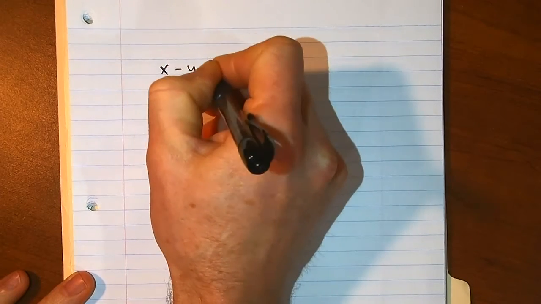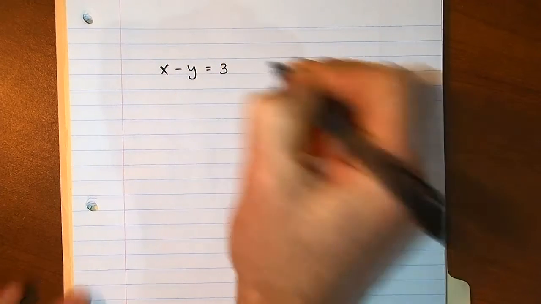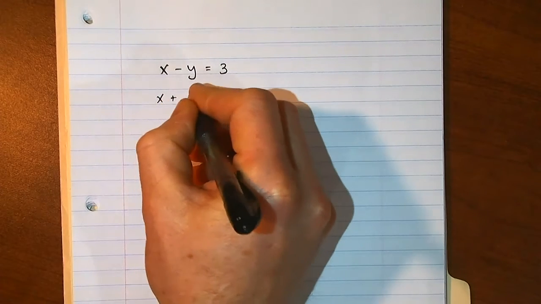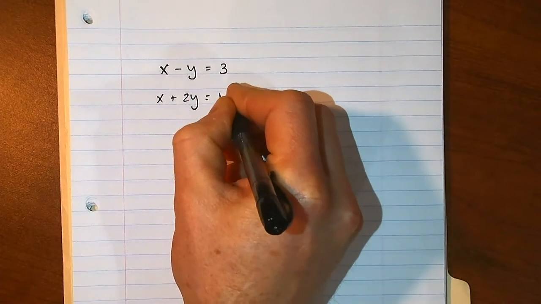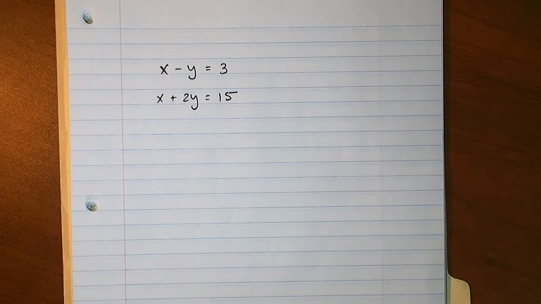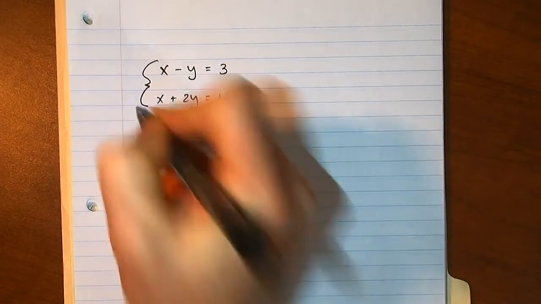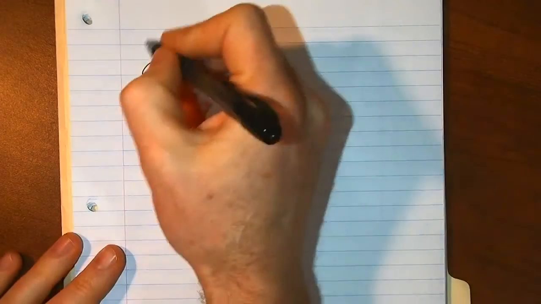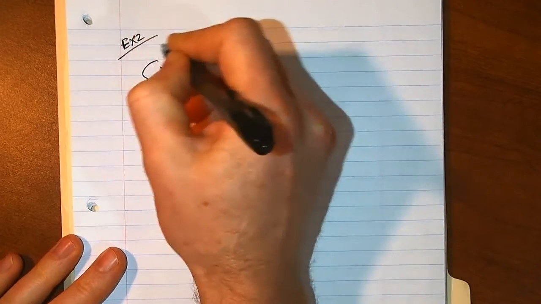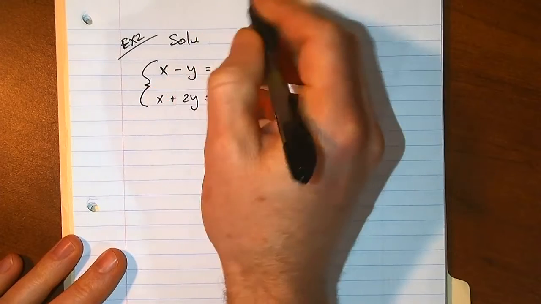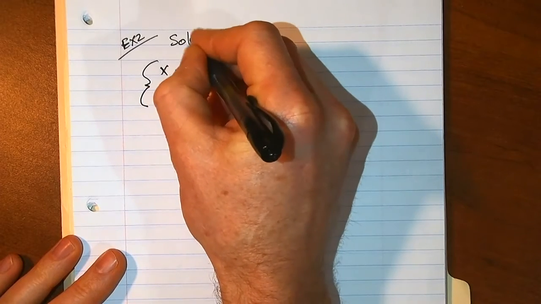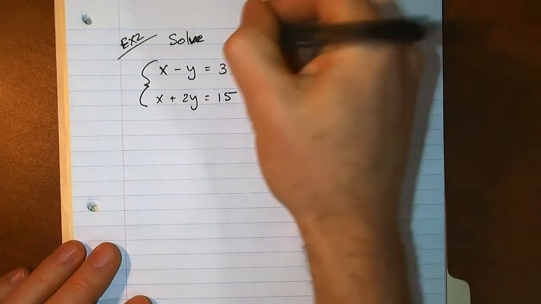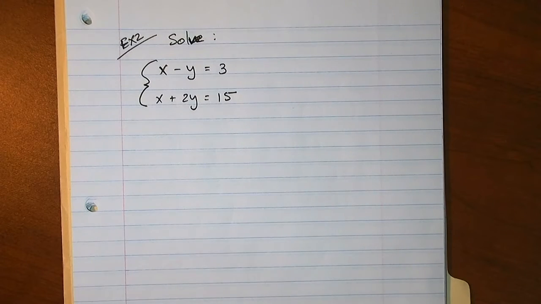But not every problem is quite as simple as that. So let's take another problem. Let's say I have x minus y is equal to 3, and let's say x plus 2y is equal to 15. Okay, so there's my next system of equations, and we're going to solve this. I guess technically we might say this is example 2, if we call the last one example 1. So we're going to solve that system of equations using the technique of substitution.